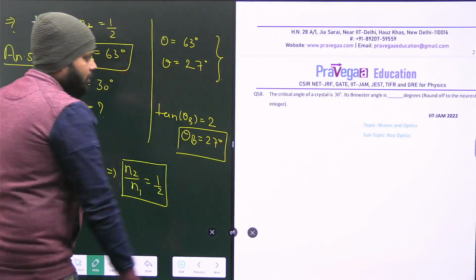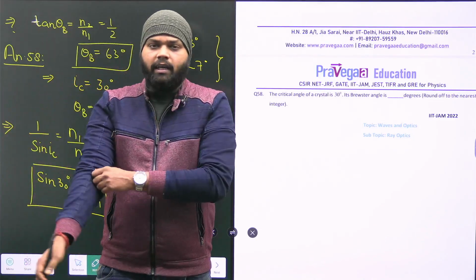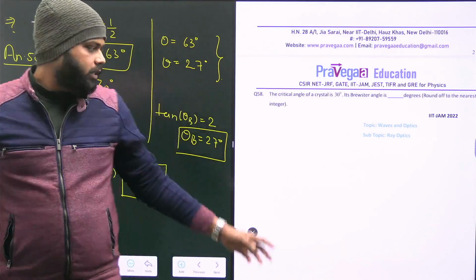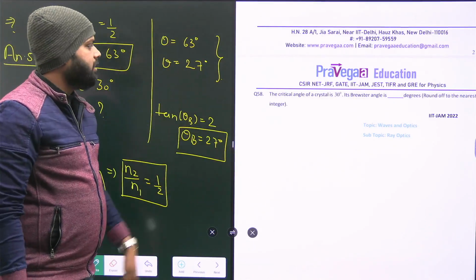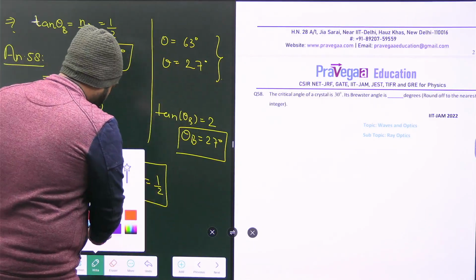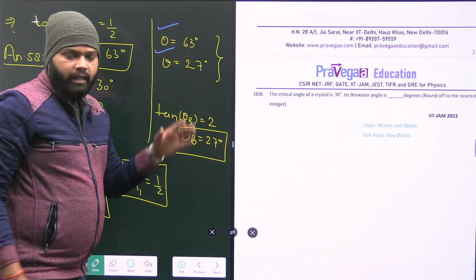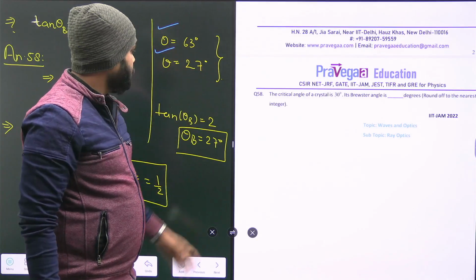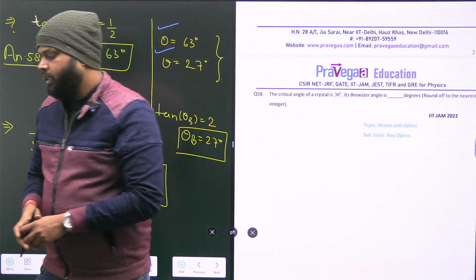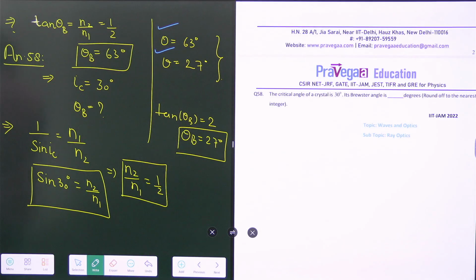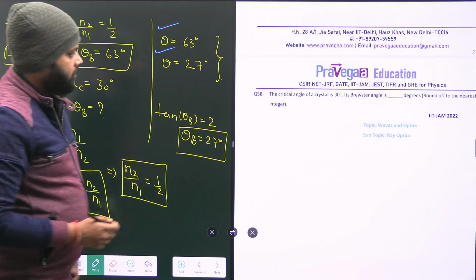So actually, this is a controversial question, and IIT has given two answers for it: one is 27 degrees and the other is 63 degrees. Since they have not clearly told about the refractive indices of the media, they said that both answers are correct. So the answer 63 degrees is also correct, and the answer 27 degrees is also correct. Okay, thank you.